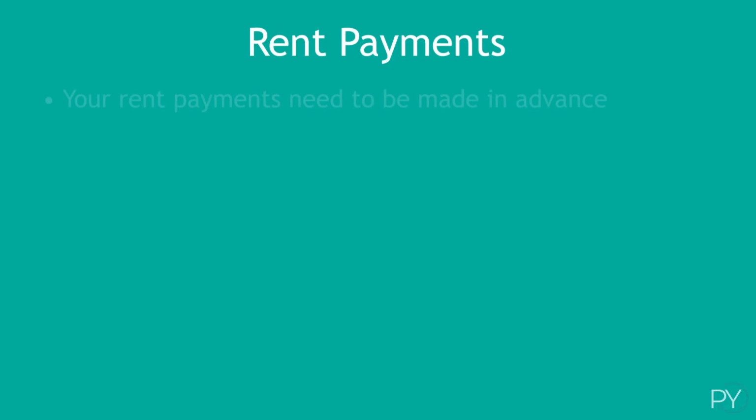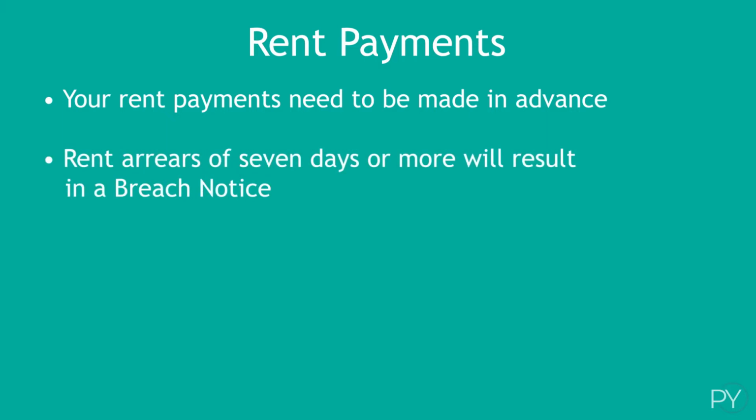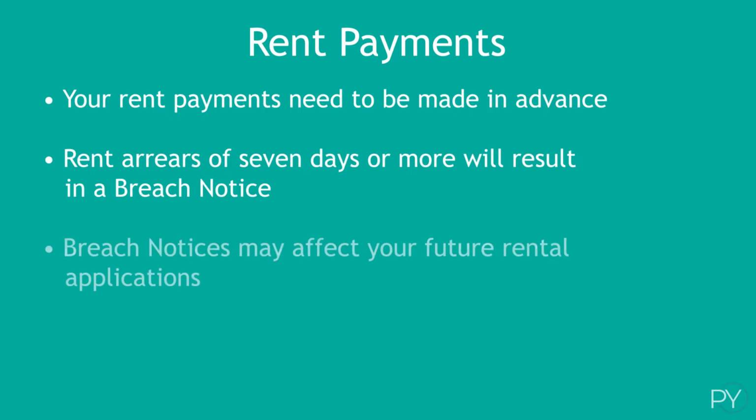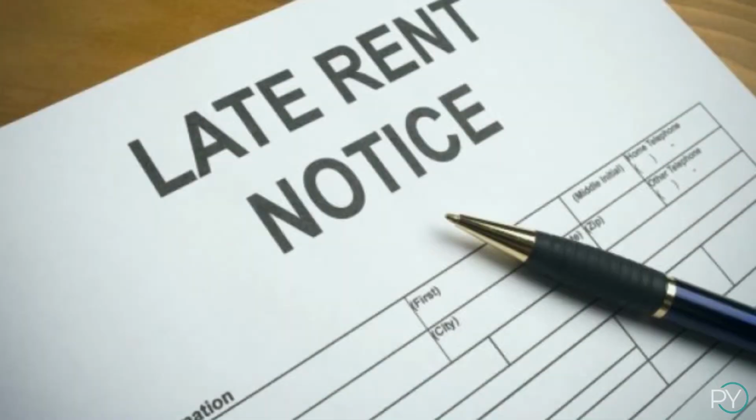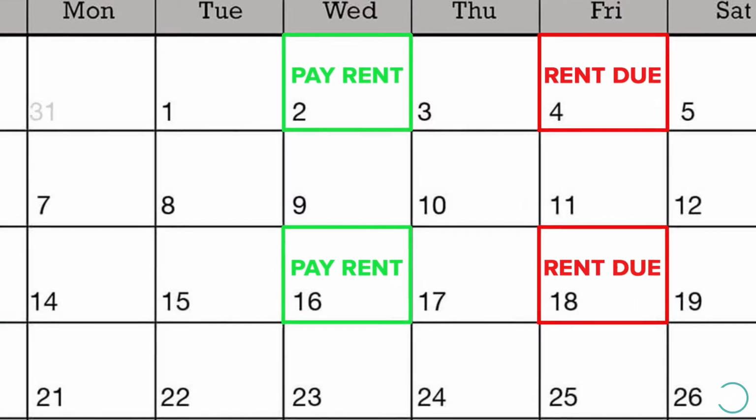Your rent payments need to be made in advance, not for the week or fortnight just stayed. Falling into rent arrears of 7 days or more will result in a breach notice being issued. All breach notices are disclosed to any future referee and therefore should be kept to a minimum. Our trust account software will send automatic reminders if your rent falls behind. This is to remind you that your rent is overdue so you can organise immediate payment to avoid receiving a breach notice.